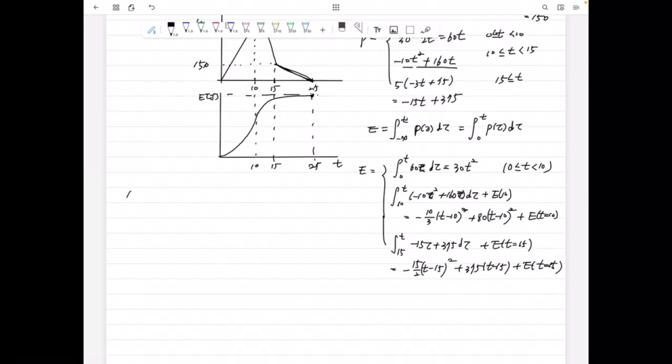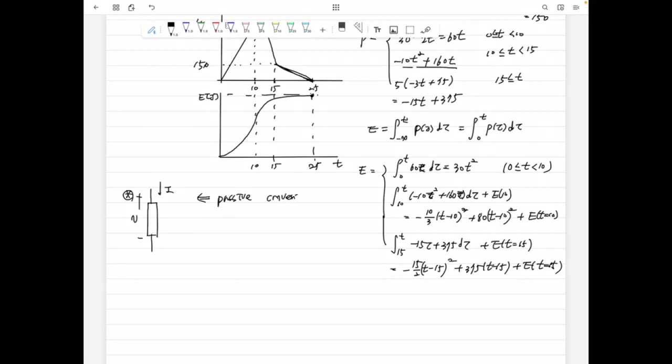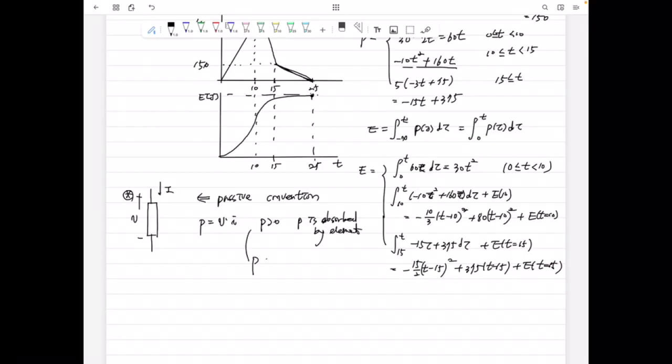So you know that if you choose the passive convention, that means for this element we define the voltage direction here, and the current direction is going into the positive voltage terminal. We call this the passive convention. Then the power is V times I. If P is positive, then the power is absorbed by the element. If P is negative, then the power is supplied by the element.